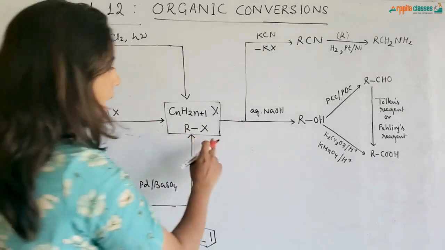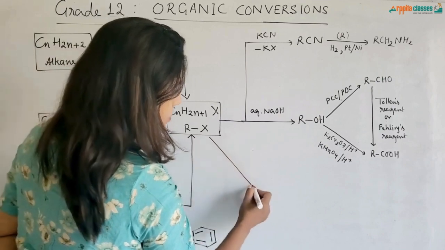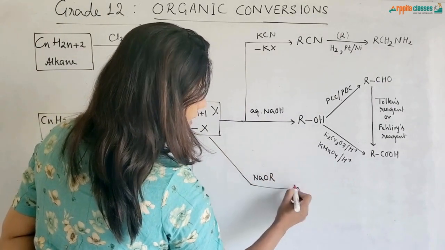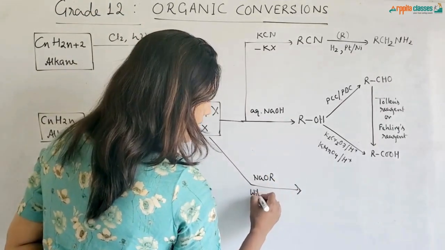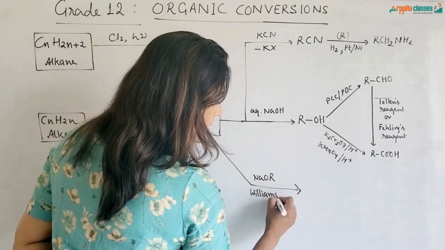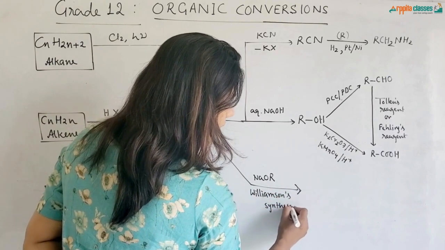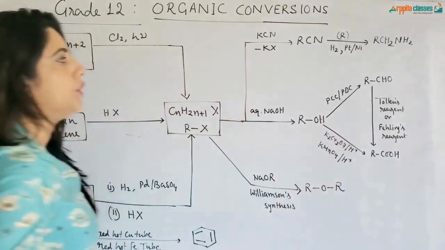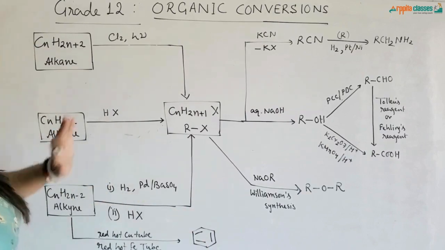Another thing is from RX, this haloalkane. If I treat this with sodium alkoxide, NaOR, this particular reaction is called Williamson's synthesis. You have studied it in the preparation of ether, and we get here ROR. So you can see how the tricks are applied to get so many compounds like this.